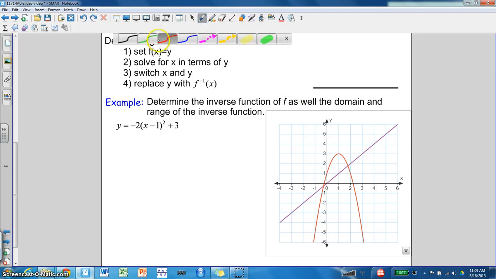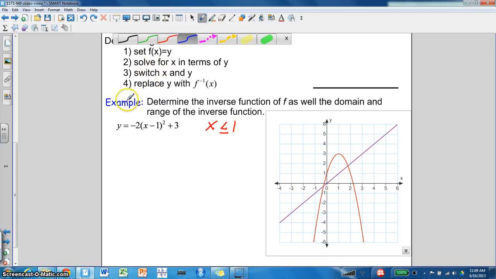So I'm going to add a condition here. I'm going to say x is going to have to be less than or equal to, and this is a quadratic, so I'm going to go from the left side of the vertex, so less than 1. Okay, I'm going to add that condition in. This is already giving me the domain of my original function of f. But let's go ahead and walk through this process.